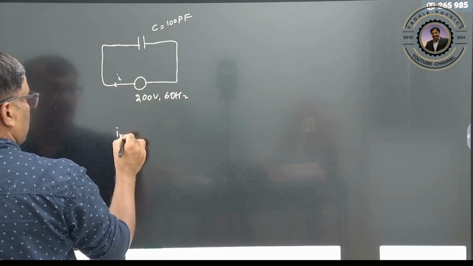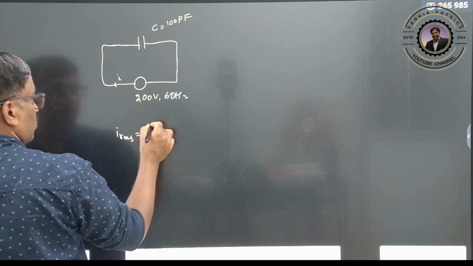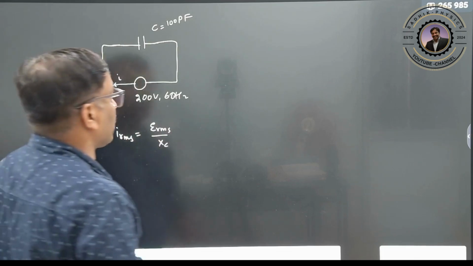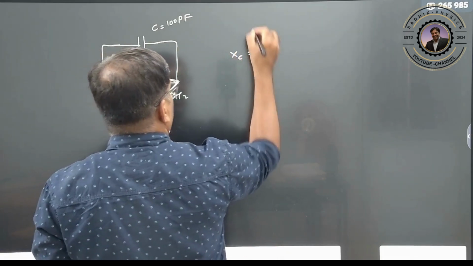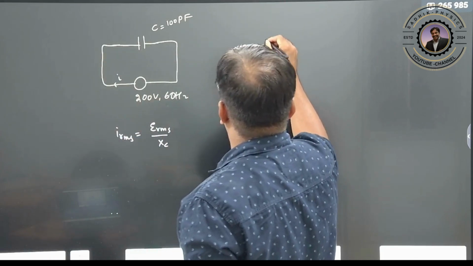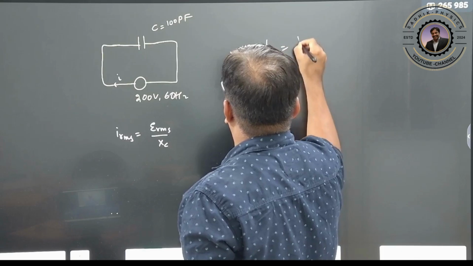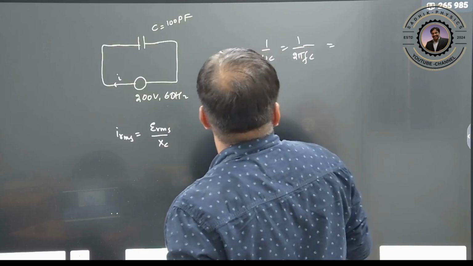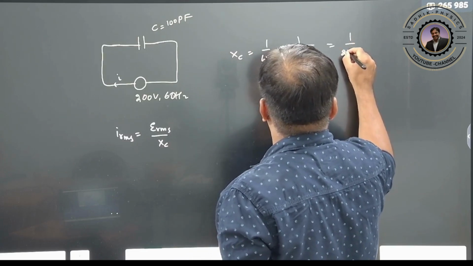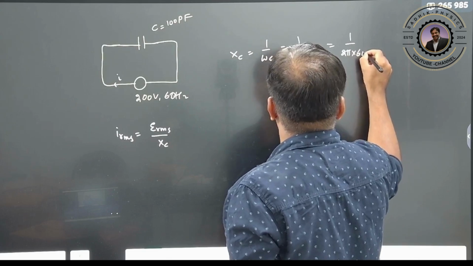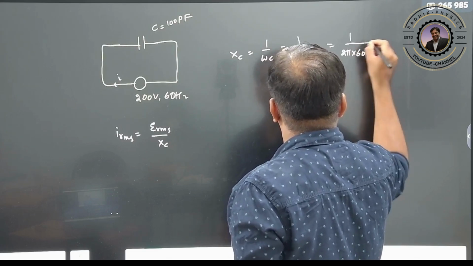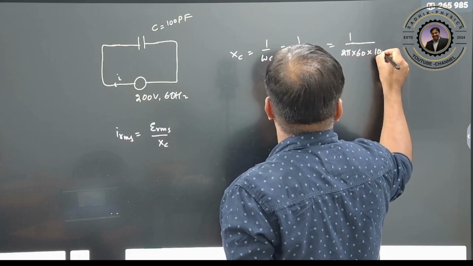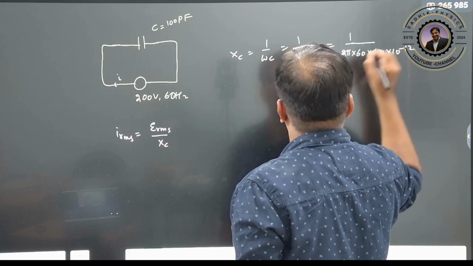IRMS is nothing but ERMS divided by XC. First of all you have to calculate XC. XC is nothing but how much, no? So 1 by omega C or 1 by 2 pi fC. Clear? So 1 by 2 pi f is how much now? 60 into, right, C is how much now? 100 into 10 to the power of minus 12. Clear?